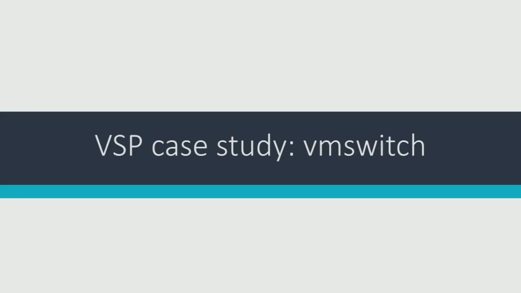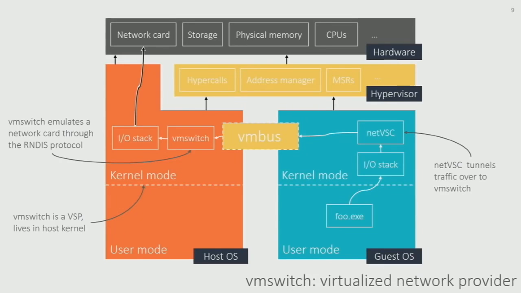And this component is VMSwitch. VMSwitch is just a VSP that provides network access to the guest. There's really nothing fancy here. It's basically the same diagram I was showing you earlier, except that VMSwitch is going to be accessing the network card instead of a hard disk.